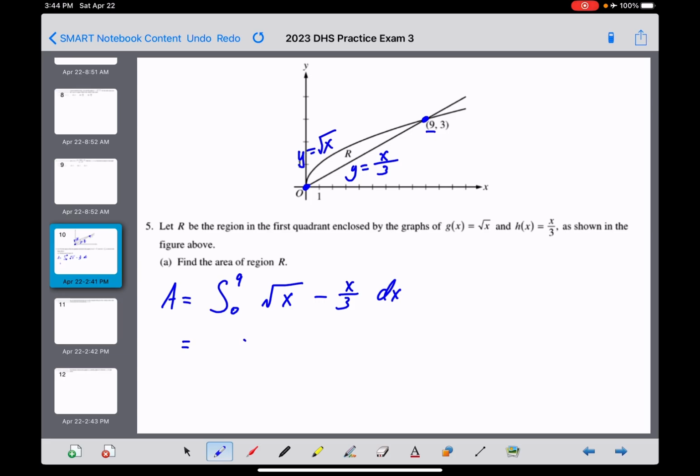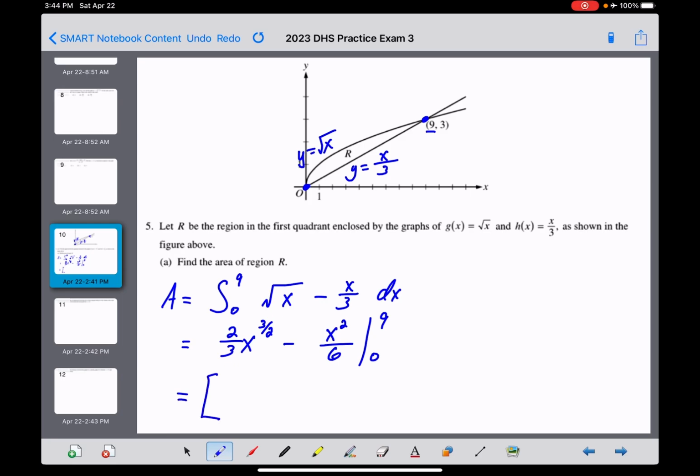Anti-differentiating an x to the 1/2 is going to become an x to the 3/2. We'll divide by that exponent there to get 2/3 out in front. And then minus, remember everybody, this is a 1/3 x, so that'll become an x squared. Dividing by 2, that should be an x squared over 6, or a 1/6 x squared, however you want to do it. And we're going to evaluate all of that from 0 to 9.